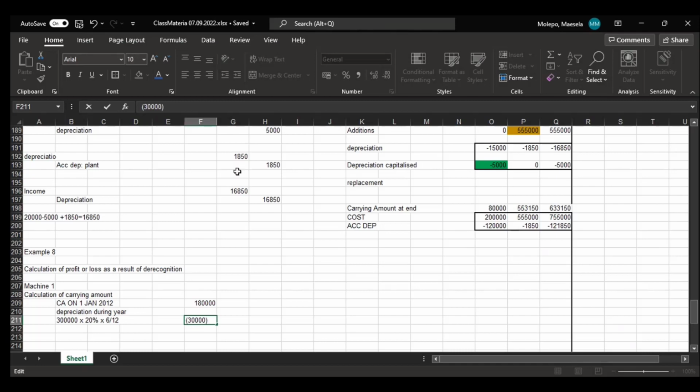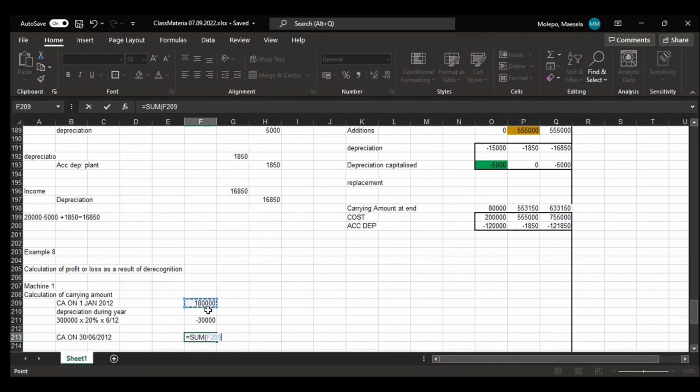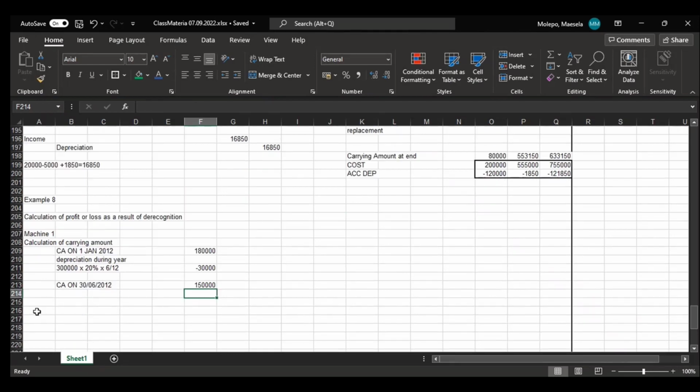So the 30,000, we're going to subtract it. It means the carrying amount on the day of sale, CA on 30/06/2012, was how much? 150, yes, it's 150.